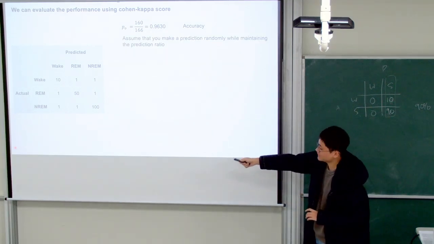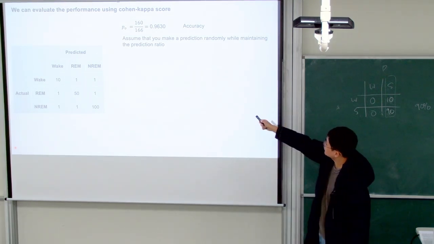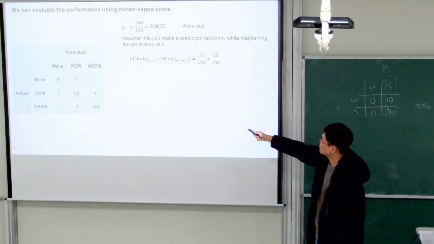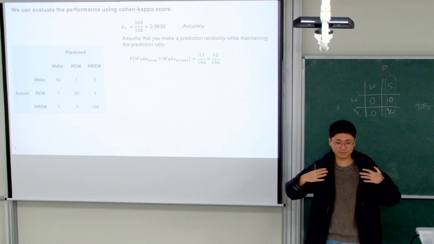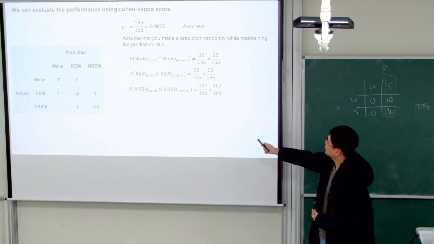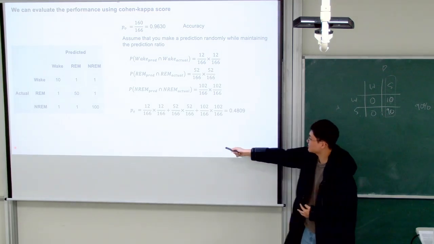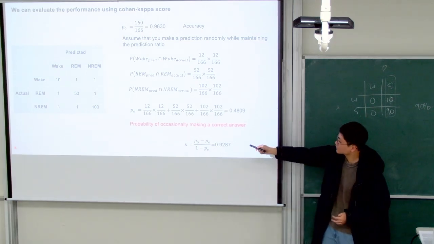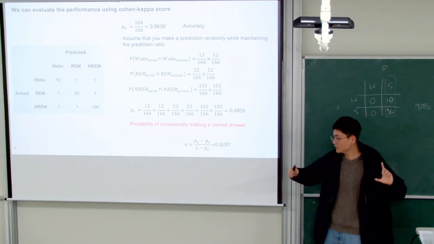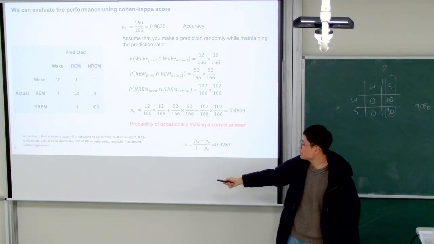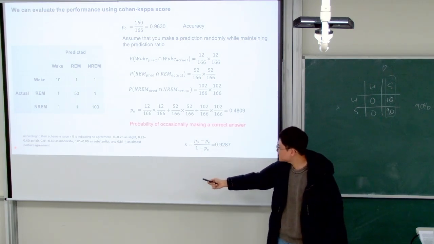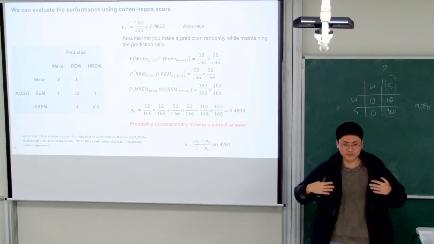For example, if we have this kind of confusion matrix, we can calculate the accuracy, and also we can calculate the probability that we occasionally make a correct answer in this way. Then we sum them and calculate this PE, and if we calculate the kappa value here, this value is quite large because we have made really good predictions. People say that if this value is very high, this is almost perfect. And if this value is between 0.41 and 0.6, then it has a moderate performance.